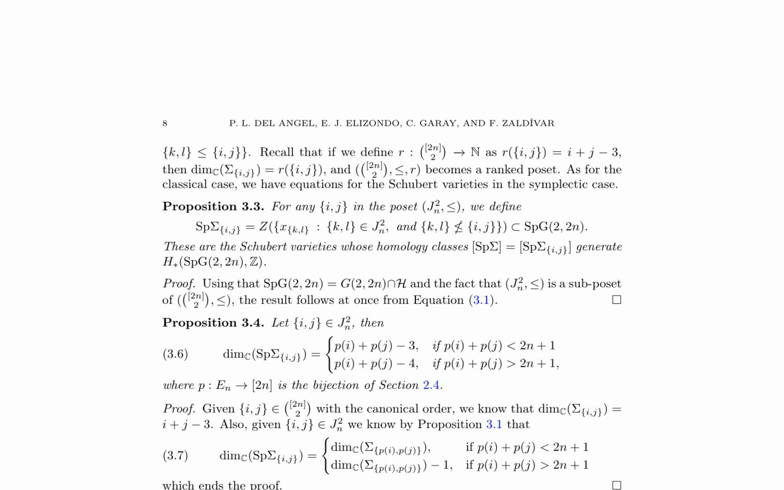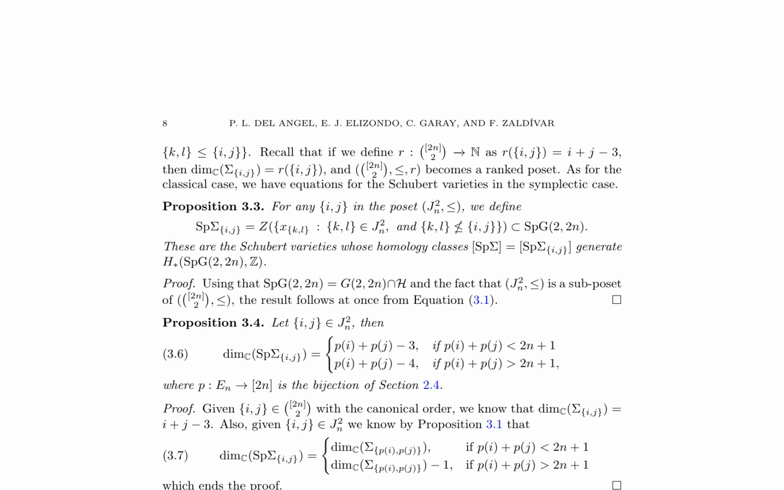The authors define Schubert varieties in the symplectic case, denoted as SP sigma(i, j), which are subsets of the symplectic Grassmannian SPG(2, 2n). These varieties are characterized by the condition that the Plücker coordinates (k, l) are not less than or equal to (i, j) in the poset J2n. The authors prove that the homology classes of these varieties generate the homology ring H*(SPG(2, 2n), Z).